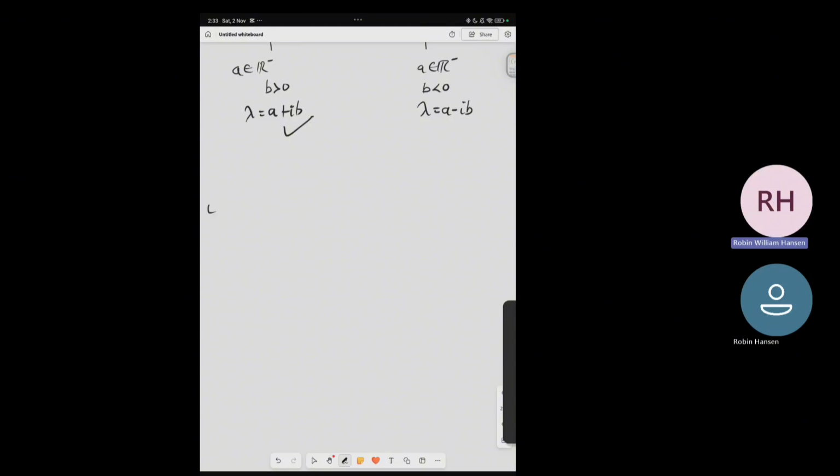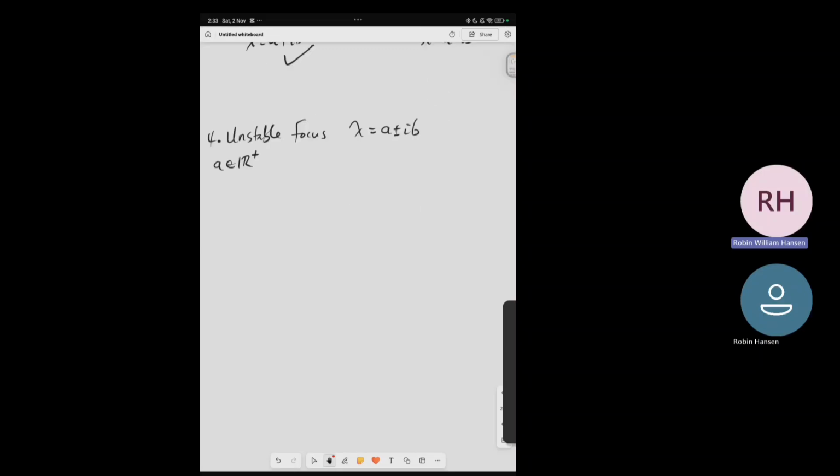Next on our list, we have unstable focus. And for unstable focus, we still have our complex number, A plus or minus IB. But in this case, A belongs to the positive real part. So when we have our coordinate plane, our X and Y plane, we'll have this for B greater than 0, and this for B less than 0.